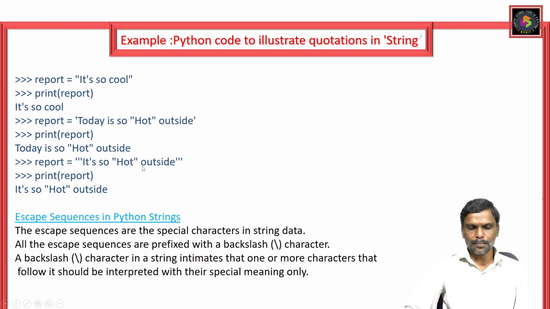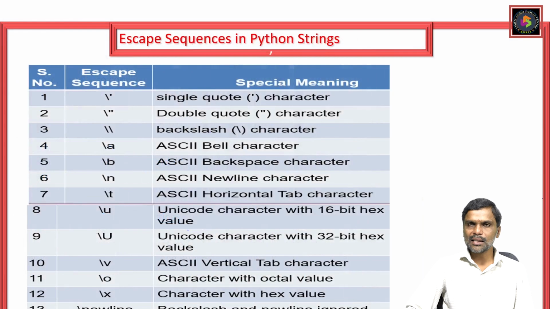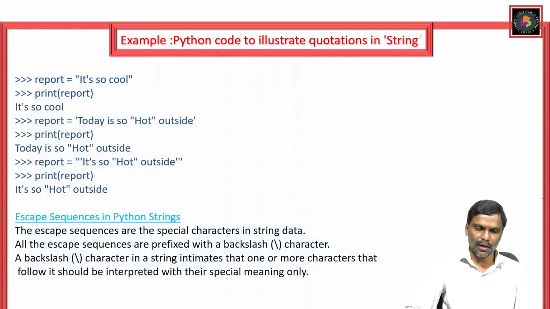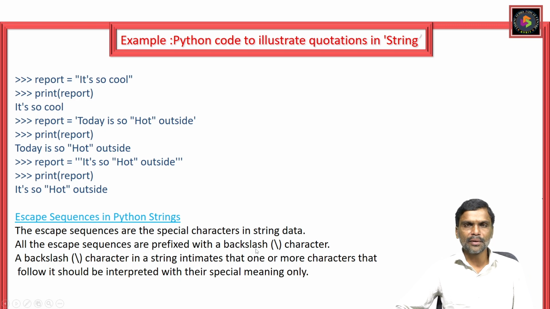Then escapes in Python. What do you mean by escape in Python? You can see here the different types. Escape sequences are special characters in string data. All the escape sequences are prefixed with the backslash character. The backslash character in a string indicates that one or more characters that follow it should be interpreted with their special meaning only. Then what types of escape sequences are present in strings in Python?